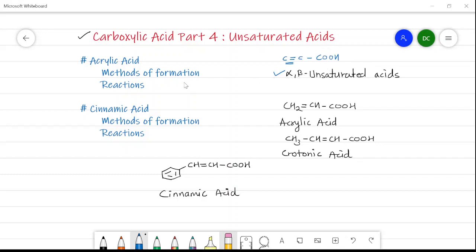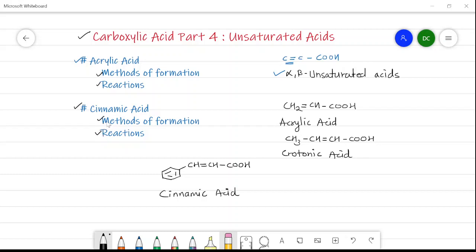So alpha beta unsaturated acids such as acrylic acid, its methods of formation and the chemical reactions we will discuss in this video at the beginning, and along with this we will see cinnamic acid, methods of formation and the reactions of cinnamic acid.